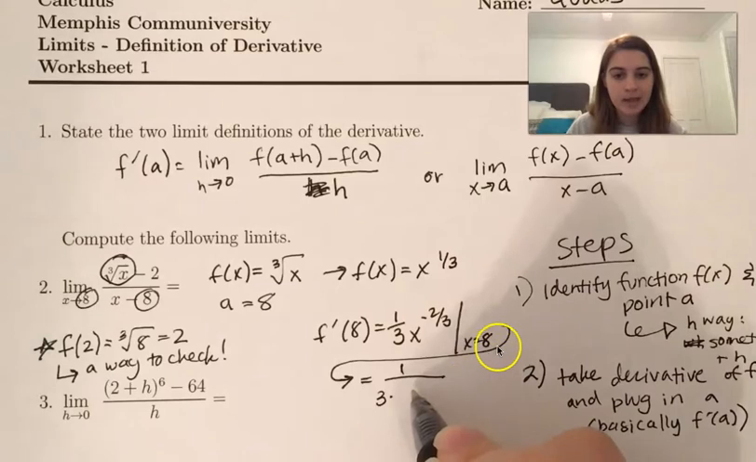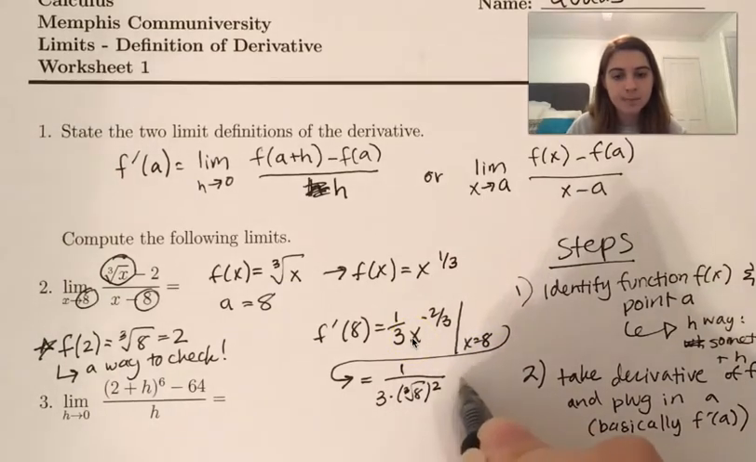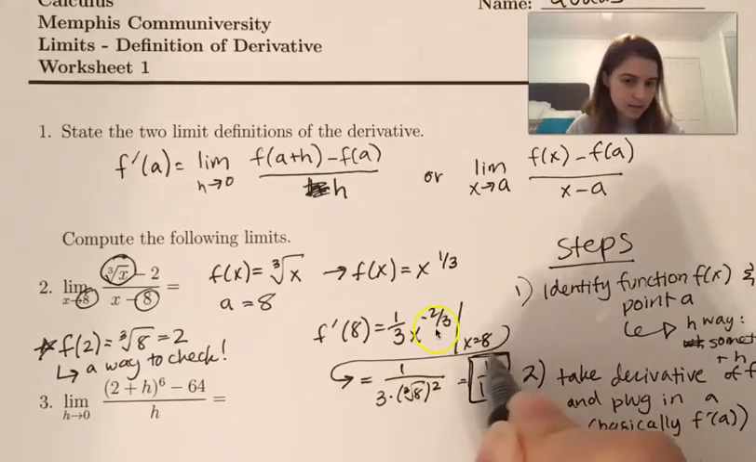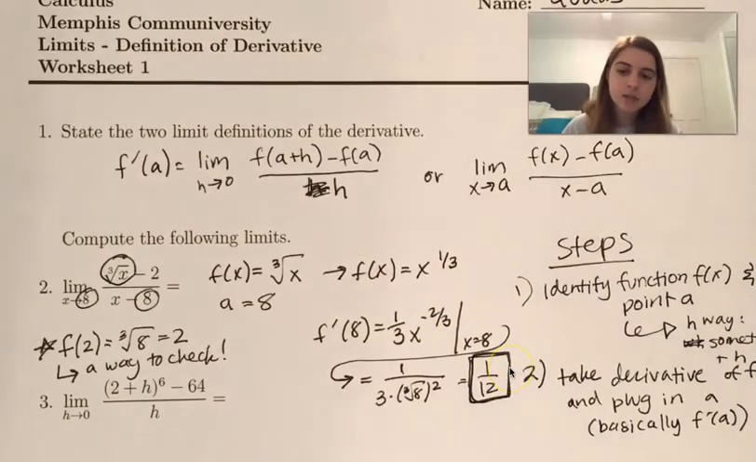Go ahead and plug in the 8 into this. Remember that the cube root of 8 squared is the same as 8 to the negative 2/3, and you get 1/12.